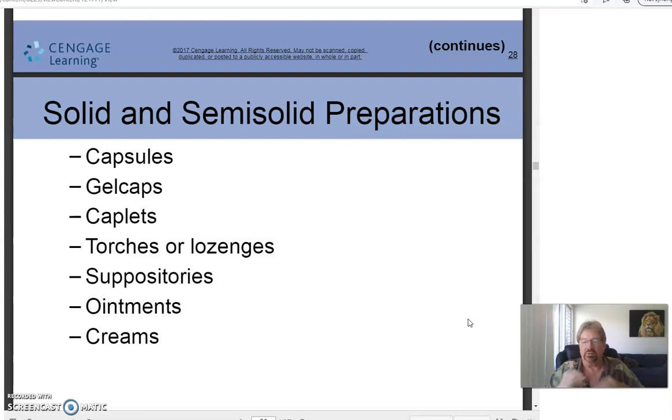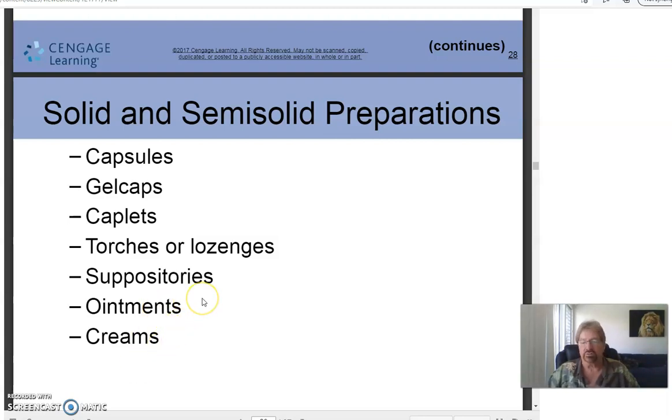Capsules. You pull them apart and they've got a lot of little beads in them. Gel caps, caplets. Troches or lozenges, the kind you put in your mouth and let dissolve. Suppositories. These are medicines you put in the rectum. Also, you can have vaginal suppositories or urinary suppositories as well.